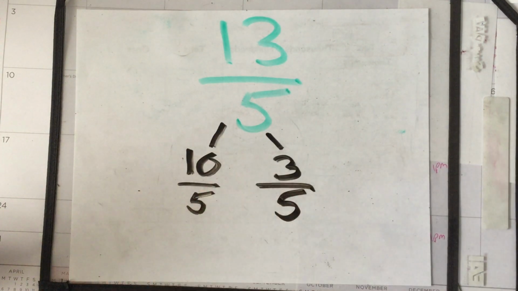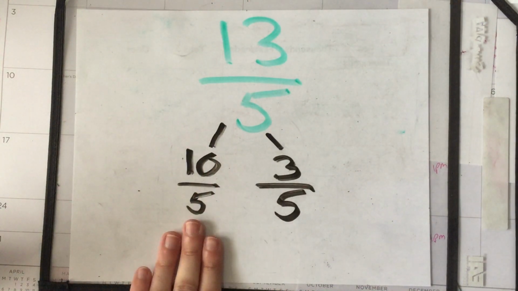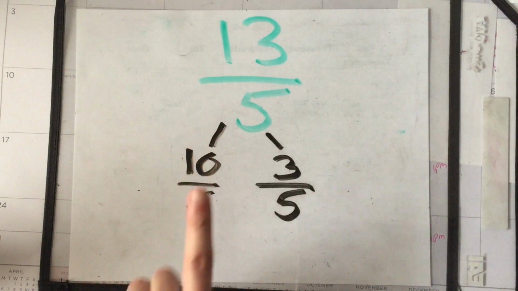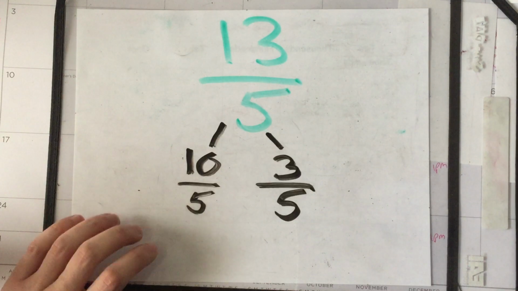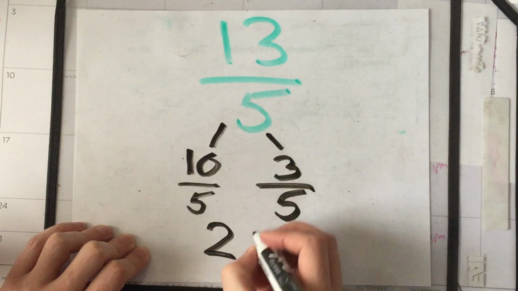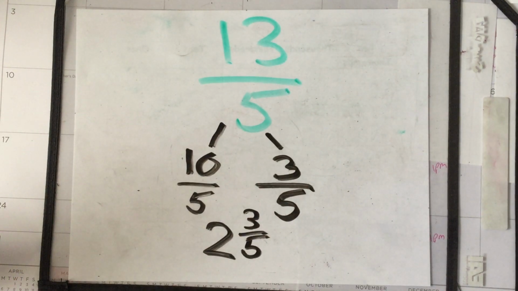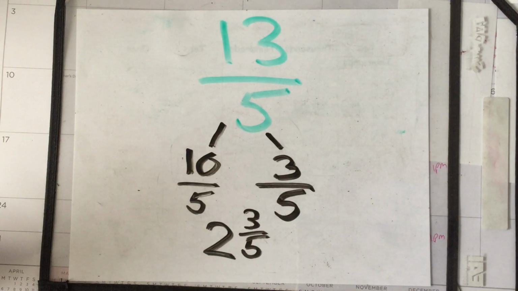So here is my number bond now that I've broken up my 13/5. This is my whole number. This is my fraction. We counted and found out that 5/5, 10/5 was 2 complete things. It is a whole number 2. And then we just carry over our fraction. So now we have our answer. 13/5 written as a mixed number is 2 and 3/5.